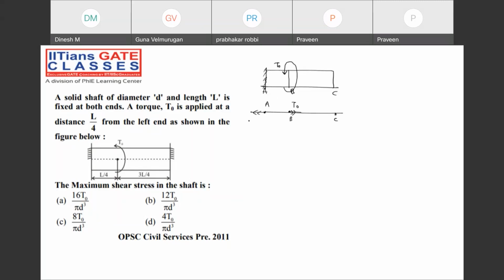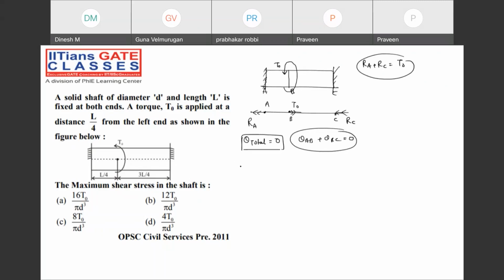Suppose the reaction torque will be something like this. You know that RA plus RC will be what? T naught. Yes or no, guys? Now this bar has been fixed at both the ends. So what is the total angle of twist? Zero or not? Theta AB plus theta BC will be 0.